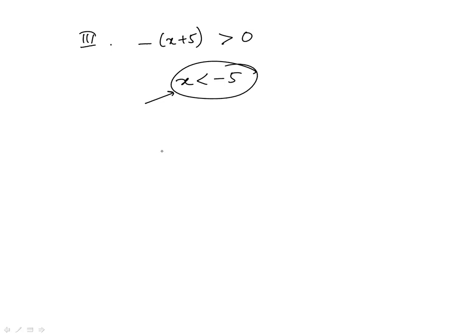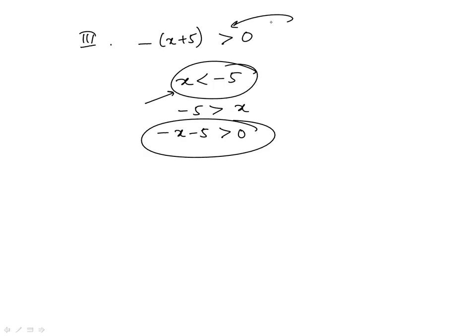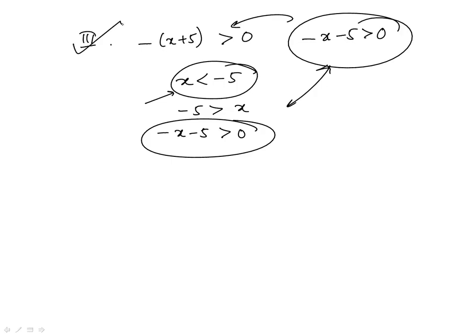Now number 3 says minus of x plus 5 is positive. And we found that x is less than minus 5. So one way we can do this is to just rearrange this. And we can rewrite this as minus 5 is greater than x. Subtract x from both sides, and we get minus x minus 5 is greater than 0. And we'll notice that number 3 is really exactly equivalent to these two. So 3 also holds true for all values.